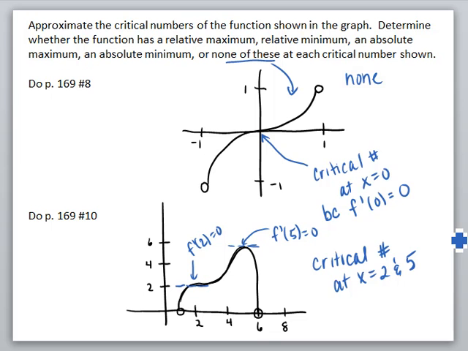Now, we need to determine if those are relative maxes or mins. At 2, this one is none. It's nothing. However, at 5, this is considered the highest point of the function, so it is considered its absolute max. And I'll abbreviate that a little bit.